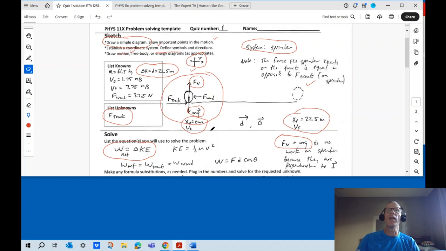So they don't do any work on the sprinter because the work is force times the displacement, or the distance over which the force is being applied, times the cosine of the angle between them. And for a 90-degree angle, the cosine is 0. And then here's just the general formula for kinetic energy. And two things then are doing work on the sprinter.